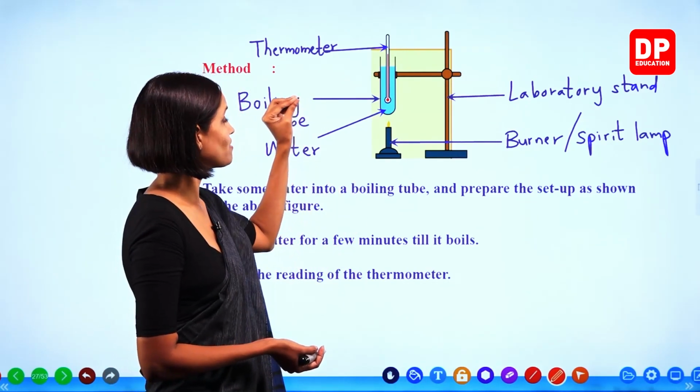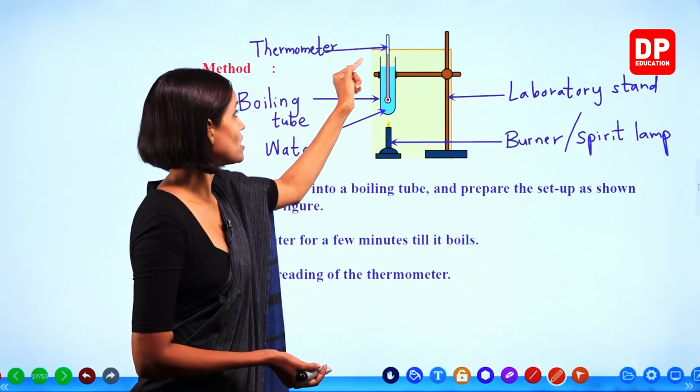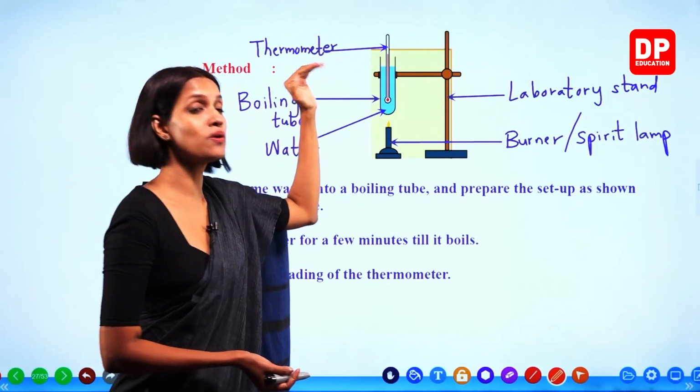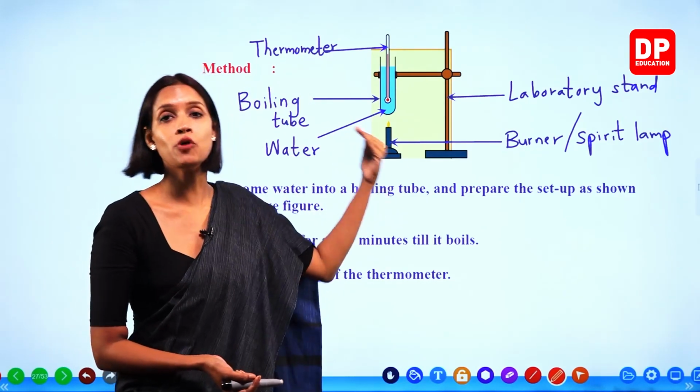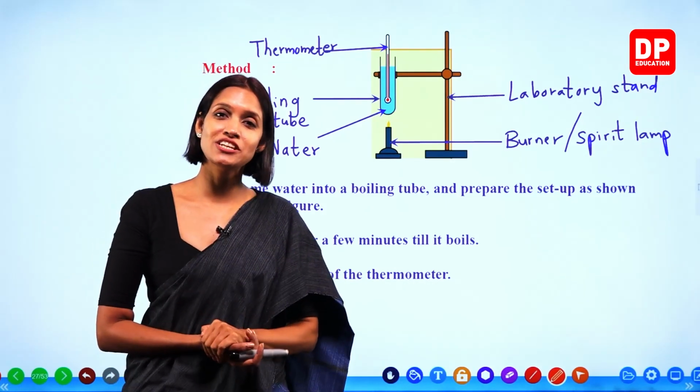So you have to check, when the water starts boiling, what the temperature is at that time, and you have to check what happens to the temperature while boiling this water. Right, children? So let's do this activity now.